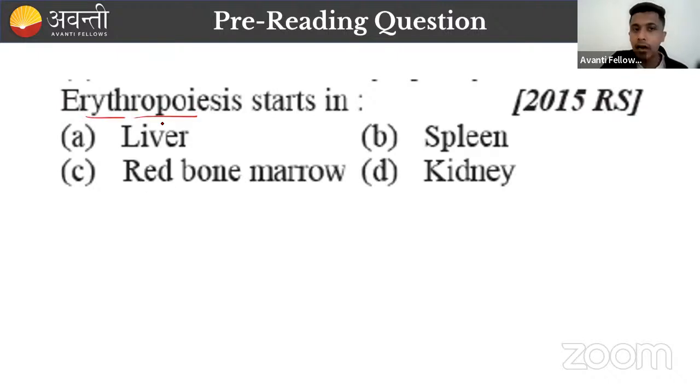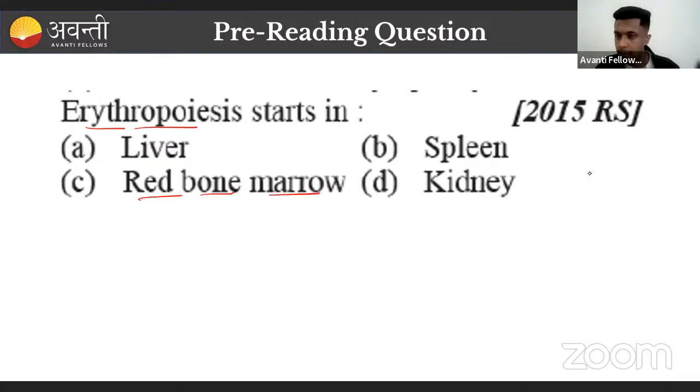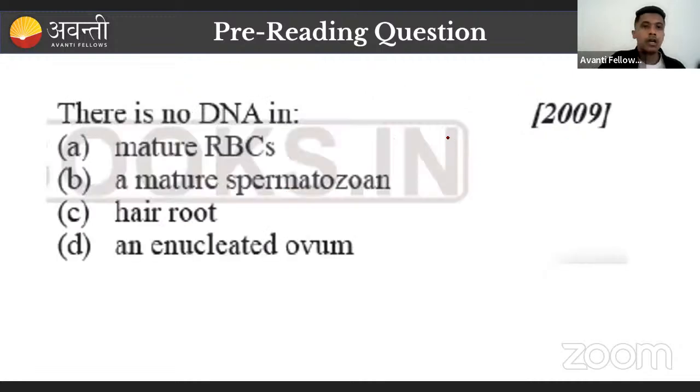What is erythropoiesis? Erythropoiesis is a process of formation of blood cells, and the site for formation of red blood cells is the pelvic girdle, pelvic bone. Give me a second.